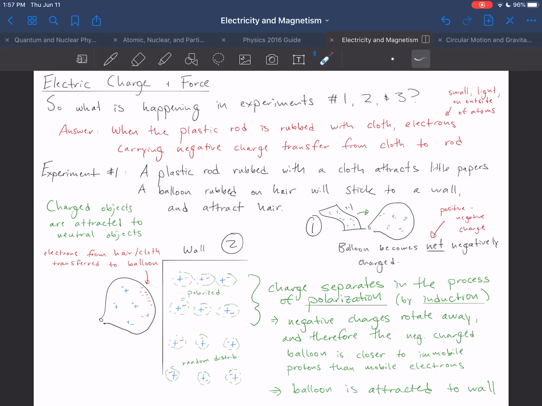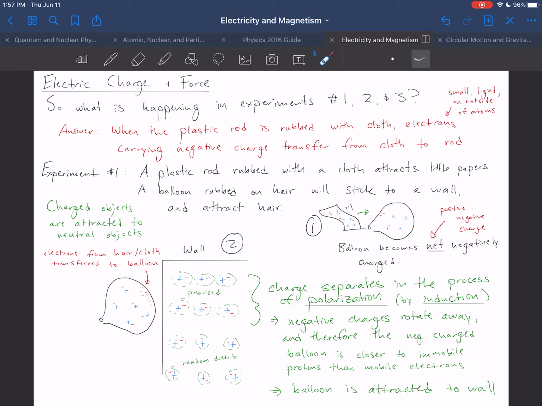All right, so finally, we examine experiment 1, which is a little bit trickier to analyze. Remember that in experiment 1, a plastic rod rubbed with a cloth attracted little papers. A balloon rubbed on hair will stick to a wall or attract hair. I'm going to use the balloon version just because it's easier to draw little diagrams of what's going on, but the essence of the explanation will be the same here.